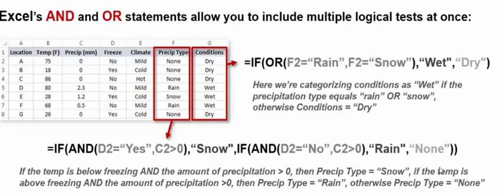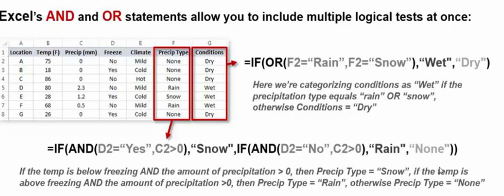Let's start by looking at how we can calculate the precipitation type using the formula in column F. Here's the formula we're using. IF(AND(D2="yes", C2>0), "snow", IF(AND(D2="no", C2>0), "rain", "none")). The first IF statement checks if the temperature is freezing and if there's precipitation.